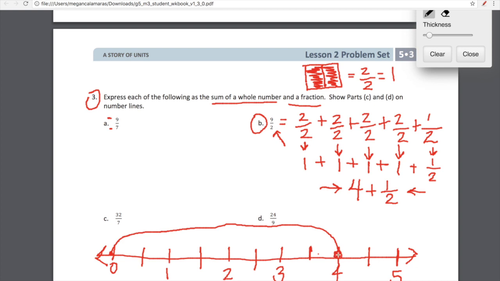And now we need to add 1 half. So let's just do one jump to 1 half. And we've landed here at 4 and 1 half. You guys know another way we can express 4 and 1 half is 9 halves. That was so much fun.